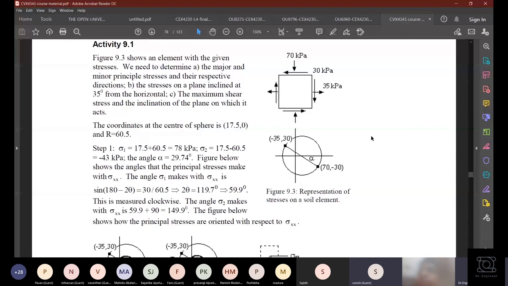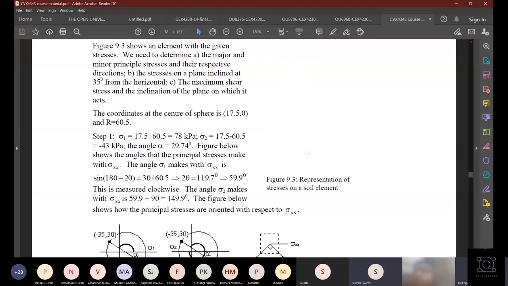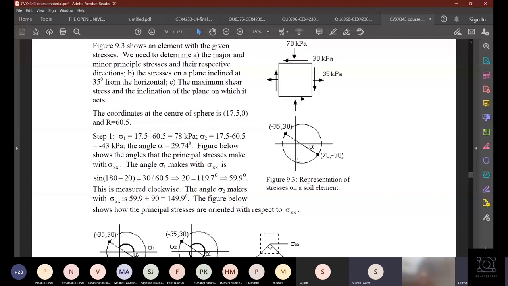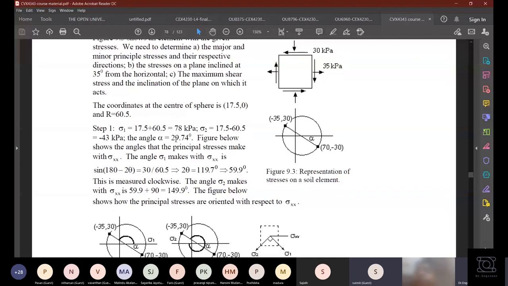So here, sir has marked alpha, and actually he has calculated the angle, this one, right? Yeah, alpha is calculated as 29.74. So I think you can find out the value for alpha, right? That won't be an issue for you, right?